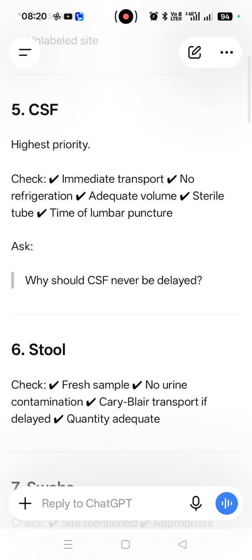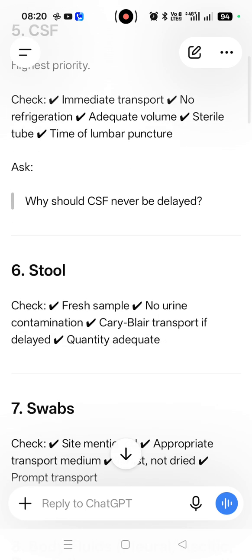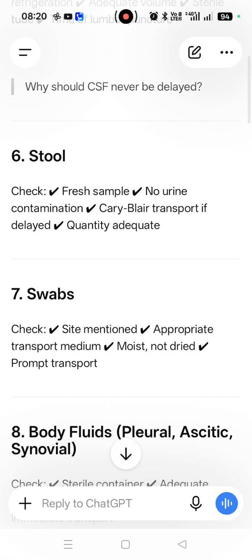Then we should ask why CSF should never be delayed. Why is it so important? Because of those organisms which are present most of the time in the CSF, and they are very fastidious and fragile. So the PG should know, and if CSF or these types of samples are coming, then they should always know the priority of processing.